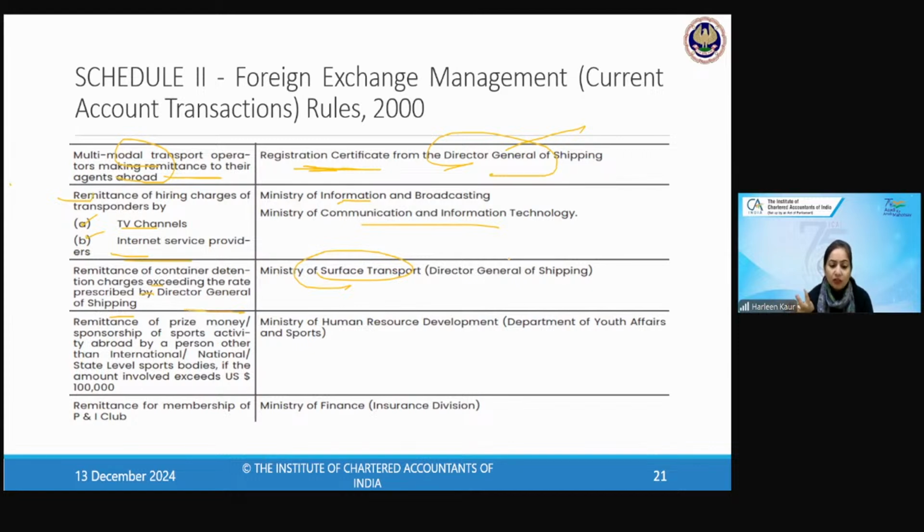So at a local or district body, if you are paying and the amount exceeds 1 lakh USD. Above, it was 10,000 USD. In sports and prize money, what amount is exempt? 1 lakh USD is exempt. If the amount exceeds 1 lakh USD, then the Department of Ministry of Human Development approval is required.